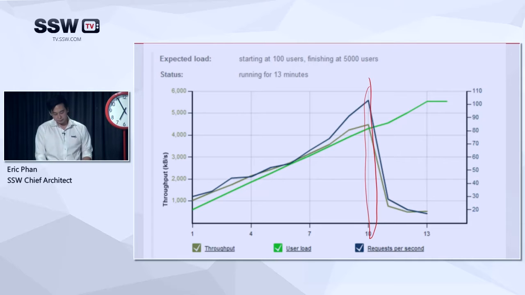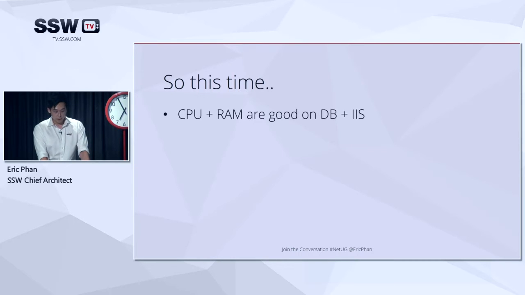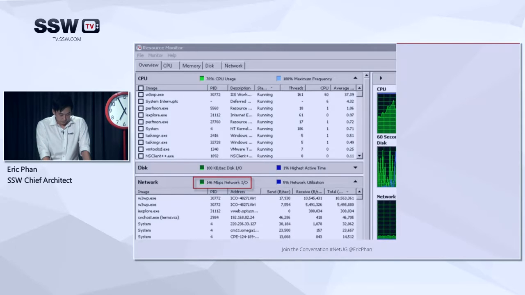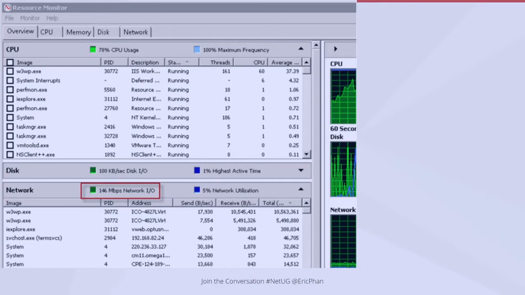Okay, so again, we log onto the servers, just check what's going on. CPU and RAM were good on the database and IIS server, but we still aren't getting any pages being served. So we had a look at the resource monitor, and we noticed this figure here, 146 megabits per second getting transferred across the network. So this is, I guess, between the database server and the web server.